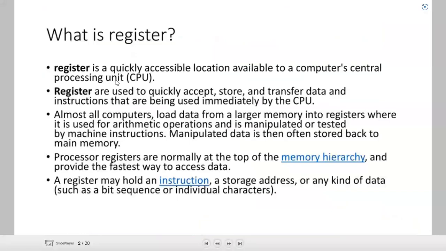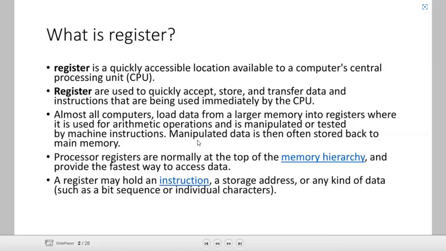So the register is a quickly accessible location available to a computer's central processing unit. Registers are used to quickly accept, store, and transfer data and instructions that are being used immediately by the CPU. Almost all computers load data from a larger memory into registers. Which large memory are they talking about here? The RAM. Into registers, where it is used for arithmetic operations and is manipulated or tested by machine instructions.